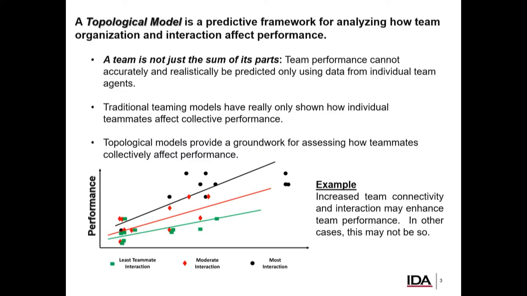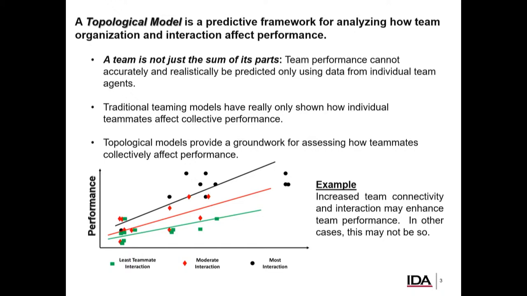So then what we mean by topological model. This is just, very roughly speaking, a predictive framework for analyzing how team organization, structure, and interaction affect performance. So our objective here is very T&E focused. We are interested in measuring how teams perform in certain circumstances, given certain tasks and missions to complete.